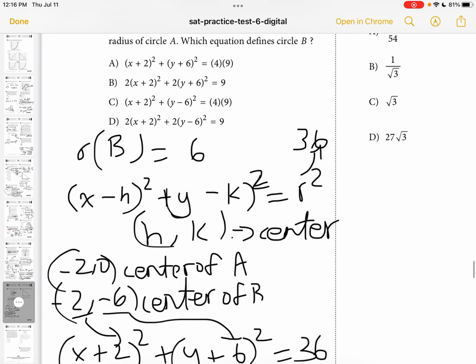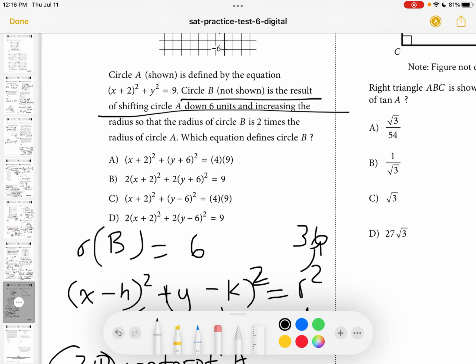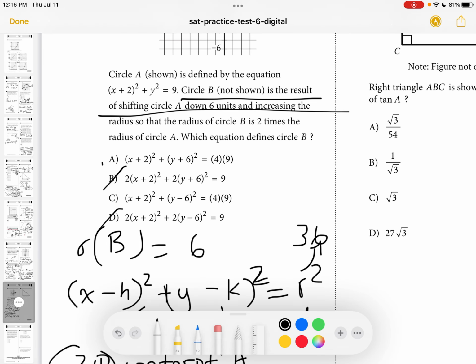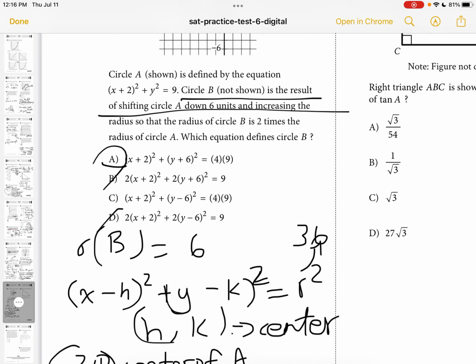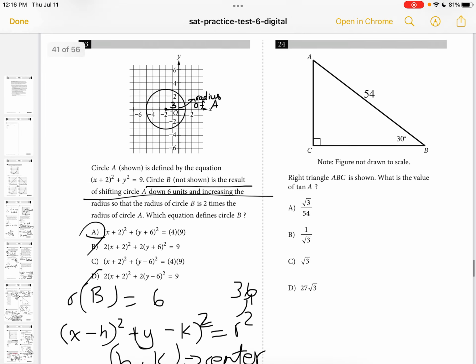Now we just have to see which option matches up. We know the circle equation isn't equal to 9, it's equal to 36, so we can eliminate options B and D. Now let's see. It looks like option A matches our circle equation. So that's our answer. Let's move on.